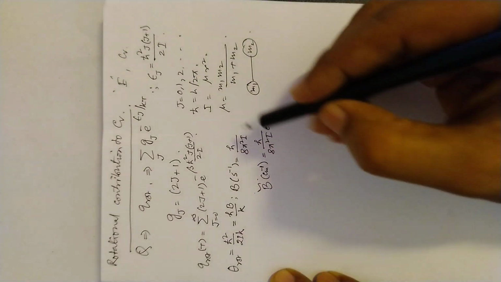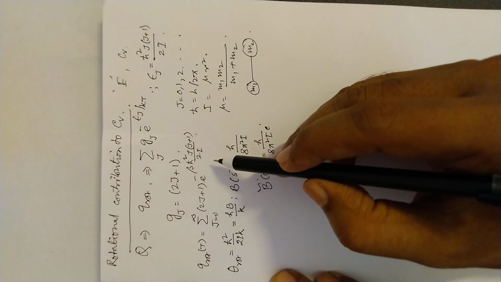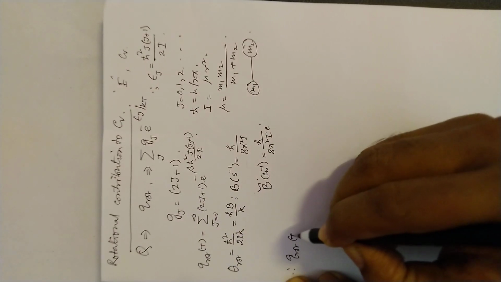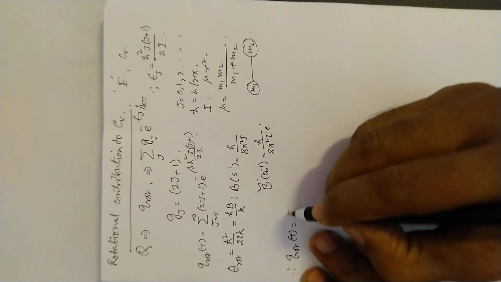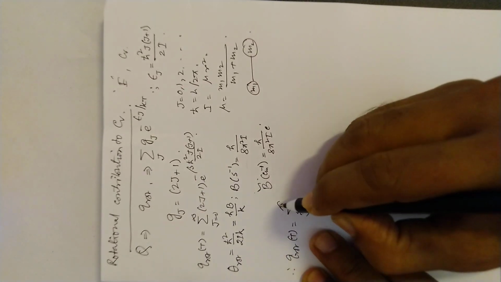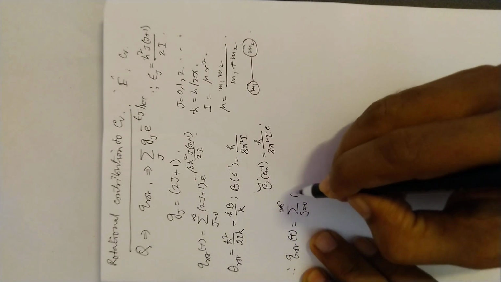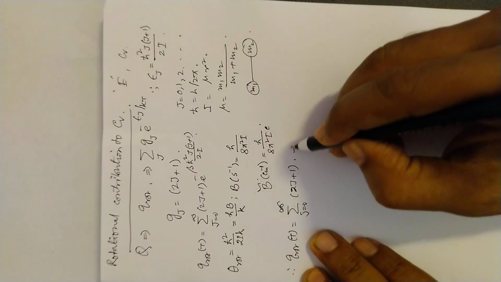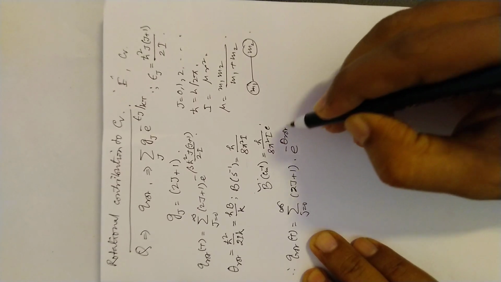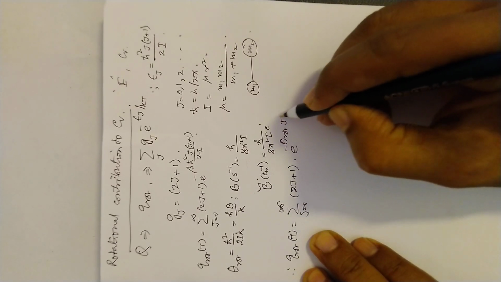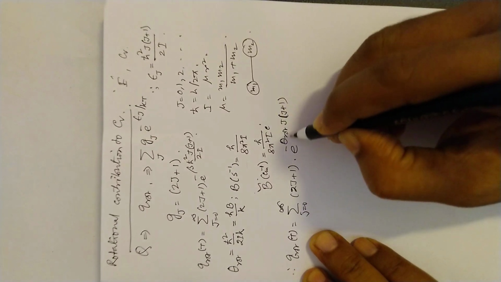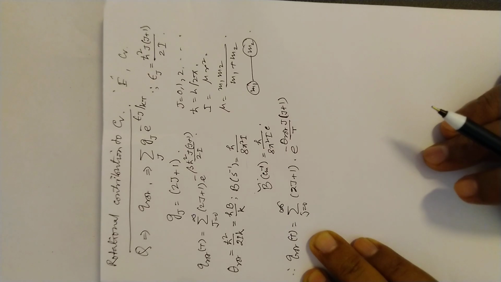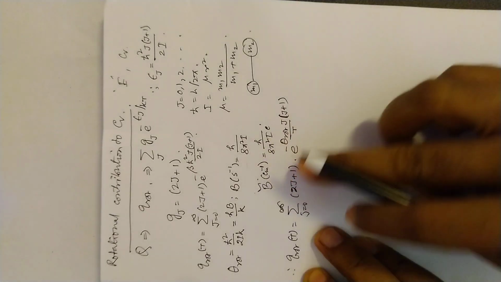Now given this, our q rotational can now be written as a function of temperature as the sum over j equals 0 to infinity of (2j plus 1) into e to the power minus theta rotational into j into (j plus 1) divided by T. Okay, so that is the expression in terms of theta rotational.